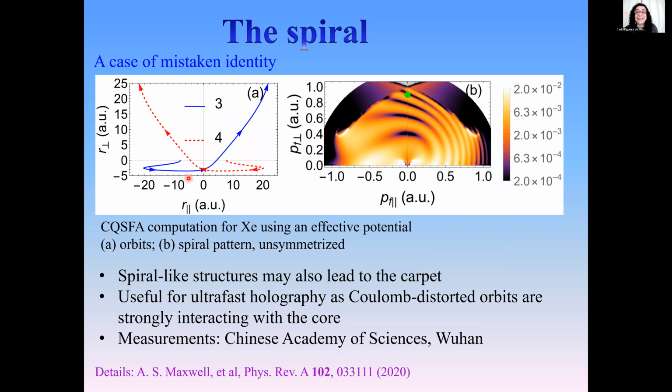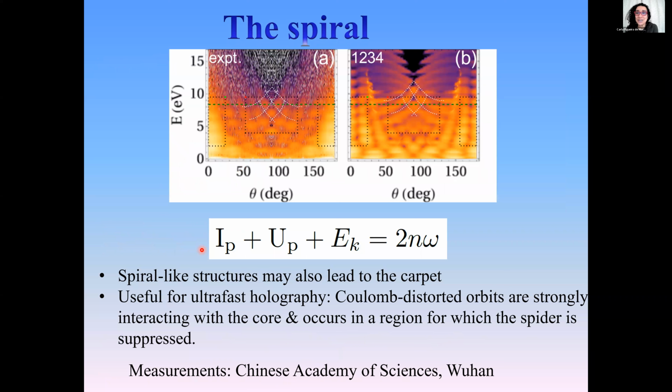If you want to probe a target, you really want contributions that interact with that target. And you see that this carpet is very clear. So people in Wuhan then measured this. We explained it, and got into a lot of trouble, to be honest, but this is the experiment. We plotted this in terms of energy versus scattering angle, just to eliminate those rings. Here you can see 90 degrees, you get those features.